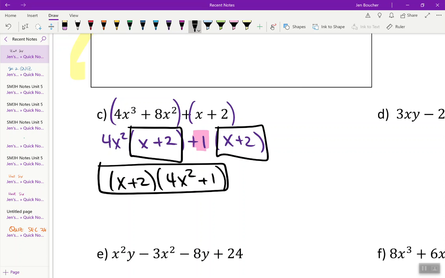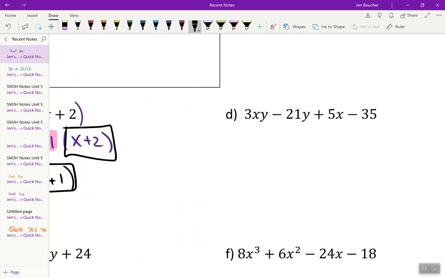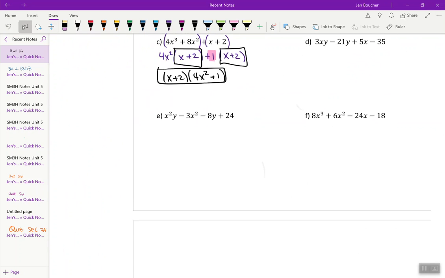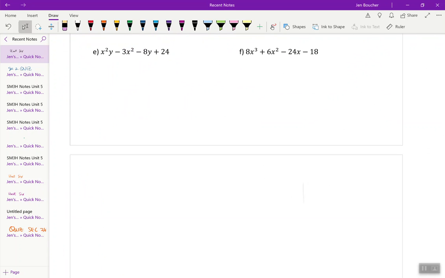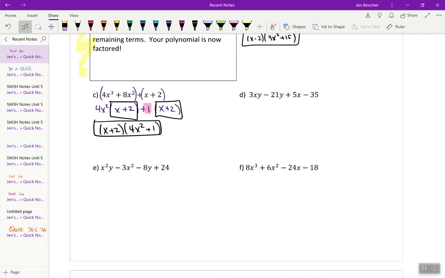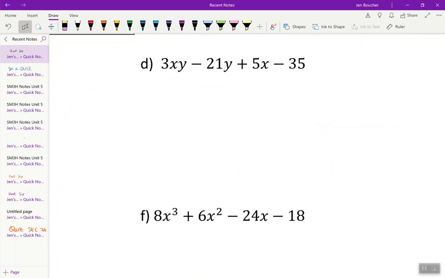Did anybody get there all on their own? Fantastic. Good job. Let's look at what's left today. Is it only 3 more and we're done? Fantastic. We have 3 more, and then the rest of the time is yours. Try part D.